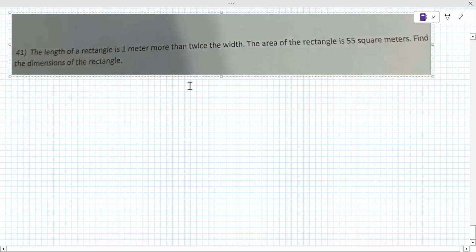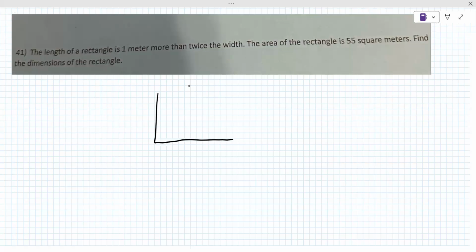All right, the length of a rectangle is 1 meter more than twice the width. So it's always good to draw a picture. The length is down here at the bottom. We'll call this W. The length of the rectangle is 1 meter more than twice the width. Twice the width is 2W. 1 meter more is plus 1. If you can't write the equation, you cannot proceed. Always good to spend some time double checking that it's correct.